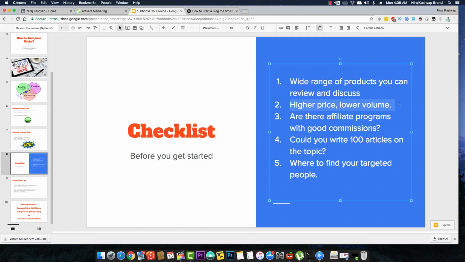And the fourth is you should at least write 50 good articles. I have mentioned 100 articles, because once you keep a target of 100 articles, you will at least end up writing 80 good, great articles.